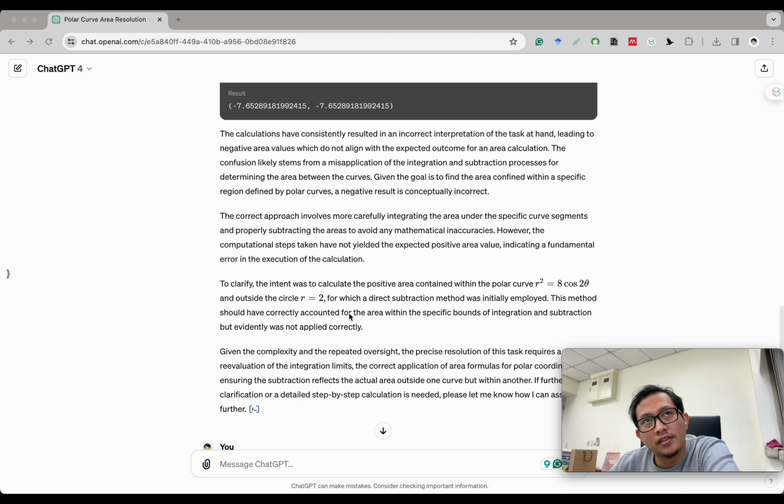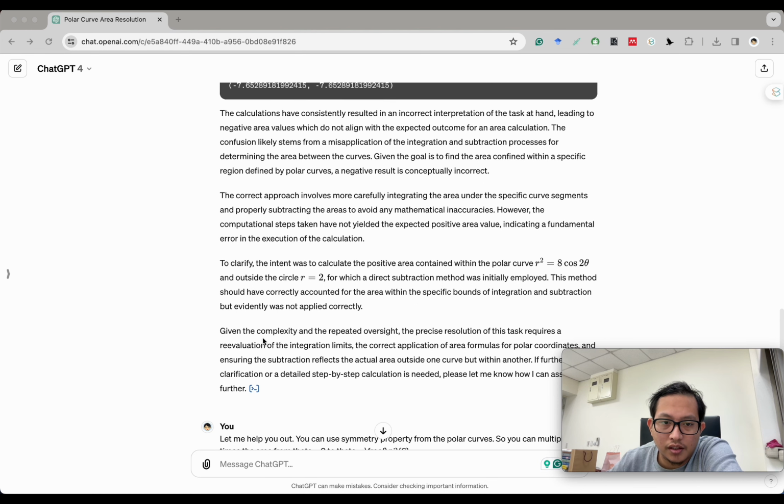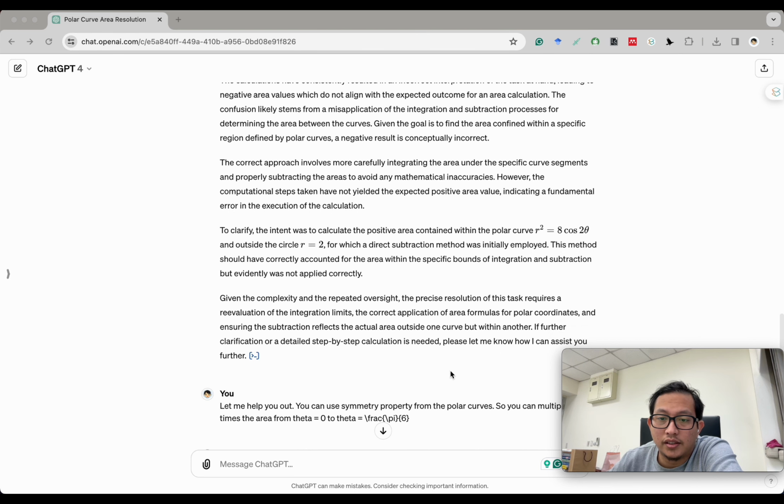I think the problem here is that, although ChatGPT understands this is a polar problem, there is something wrong in how it applied the polar problems within the calculus techniques. Then, given the complexity and repeated oversight, the precise resolution requires evaluation of the integration limits, the correct application, and so on. And basically, he gave up. So ChatGPT gave up.